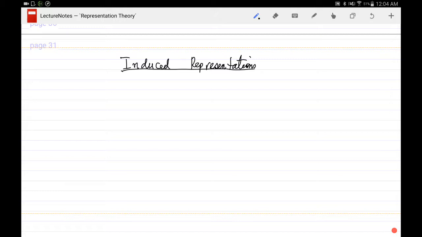Now this, I find, is one of the more difficult representations to understand, and so I'll try to make it as concrete as possible by working out an example. But let's first state things as usual abstractly, and then work things out concretely in the end. All right, so let G be a group, as always, and let H, contained in G, be a subgroup.